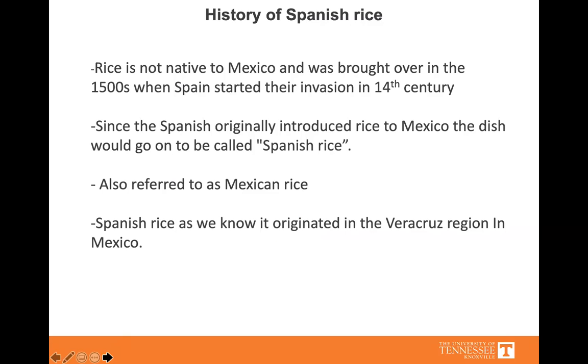The history of Spanish rice. Rice is not native to Mexico and was brought over in the 1500s when Spain started their invasion west in the 14th century. Since the Spanish originally introduced the rice to Mexico, people believe that's why the dish would be called Spanish rice, but it is also often referred to as Mexican rice. The Spanish rice, as we know it, originated in the Veracruz region in Mexico.